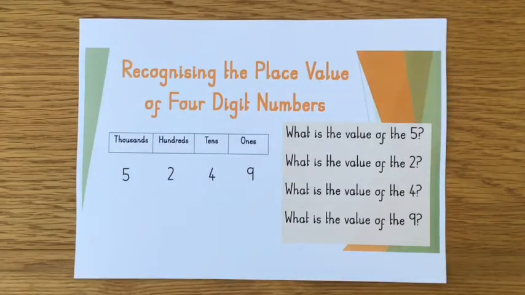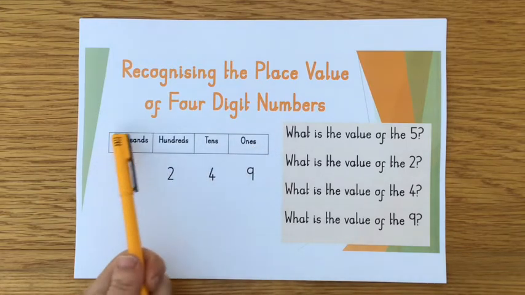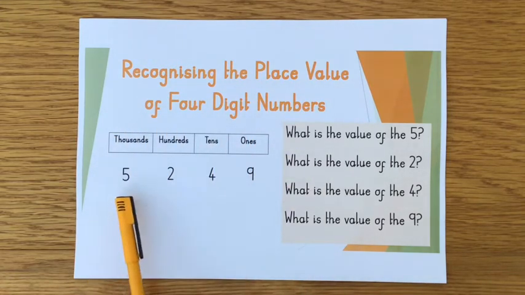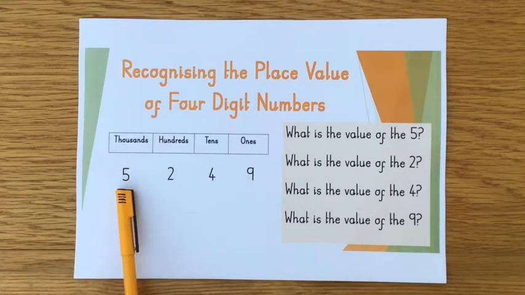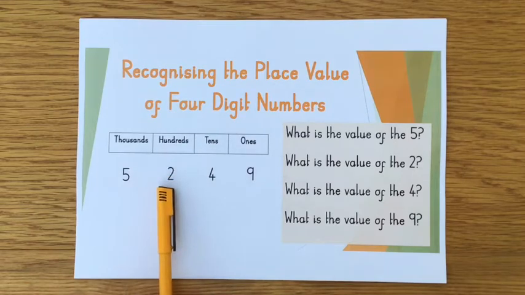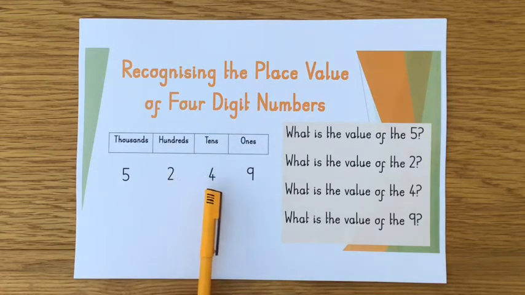In this video, we are going to be recognising the place value of 4-digit numbers. So here I have a place value grid to help me. I've got the number 5,249. So that means I've got 5 thousands in this number, 2 hundreds, 4 tens and 9 ones.